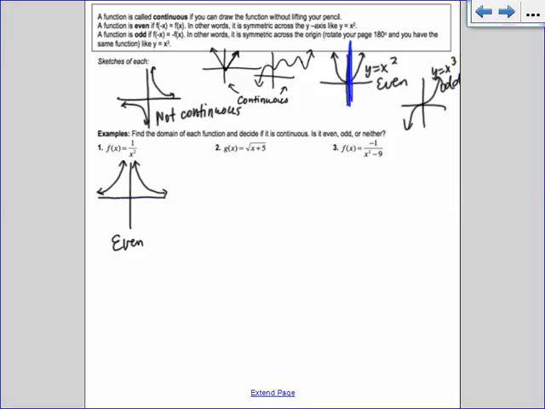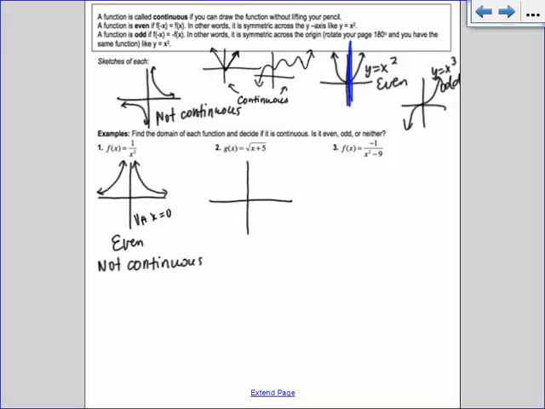Is it continuous? No, because you cannot draw it without lifting your pencil. As much as you want those to connect to the very top, they do not. So this is not continuous because there's a vertical asymptote at x equals 0. Do you see it? All right, is it possible for something to be odd and even? No. That would be when we say neither.